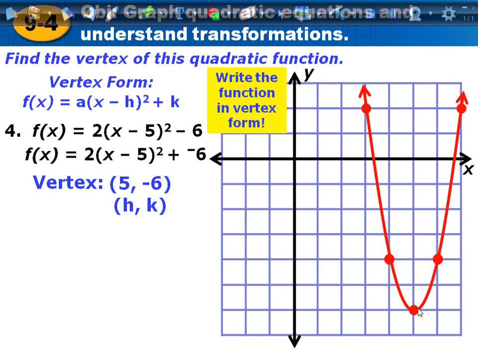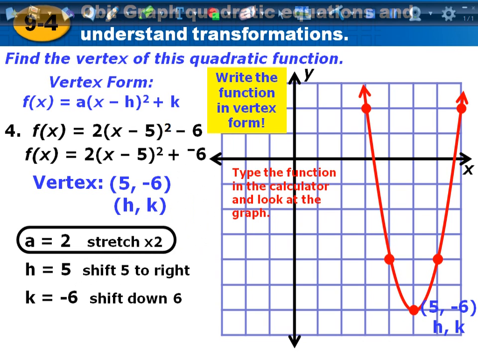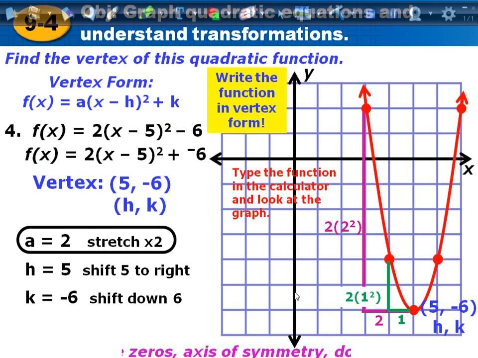Over here is how this looks. My vertex is over here at 5 and -6. This time I have a 2 in front of the parentheses, so that's going to change my graph a little bit. We're going to say we have a stretch of times 2. So again, you're not actually graphing this one, but I want you to look at it with me because we're getting ready to graph so that you know what you're going to be doing.